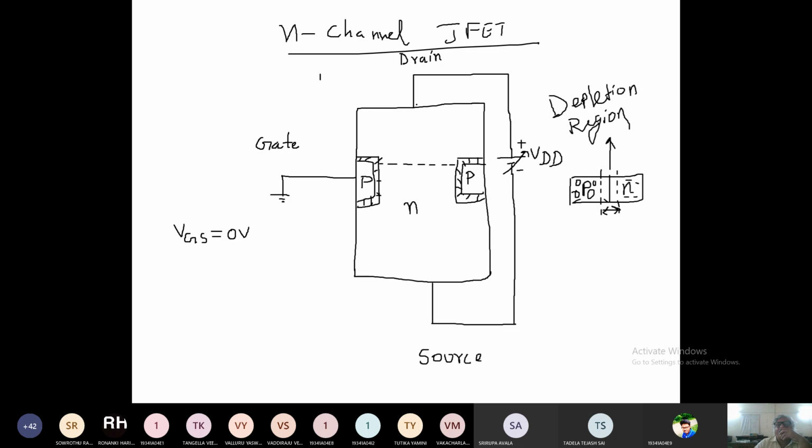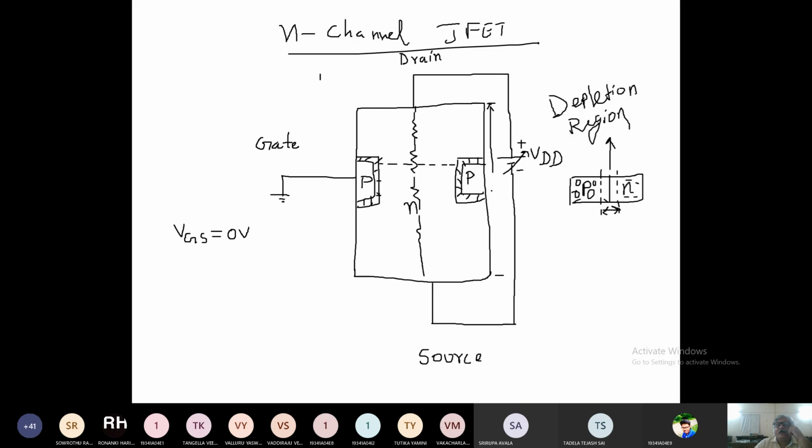Now this VDD is applied. So now you will find, see this N channel. This is a material, and this material will have some type of resistance, right? All material will have a certain resistance. This will exhibit some resistance. So you will find a voltage drop between drain and source.